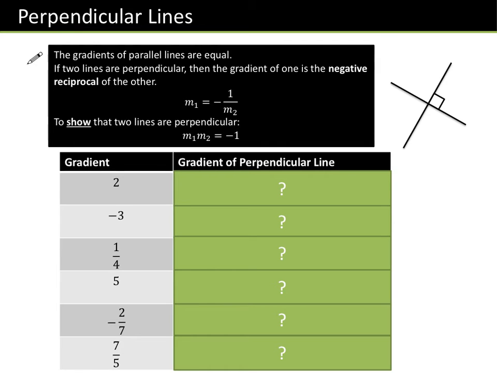Then, very quick fire questions. If the gradient is 2, the perpendicular gradient is -1/2. If the gradient is -3, the perpendicular gradient is +1/3. If the gradient is 1/4, -4. If the gradient is 5, -1 over 5. If the gradient is -2 over 7, 7 over 2. If the gradient is 7 over 5, -5 over 7. So all of those were quick fire questions.